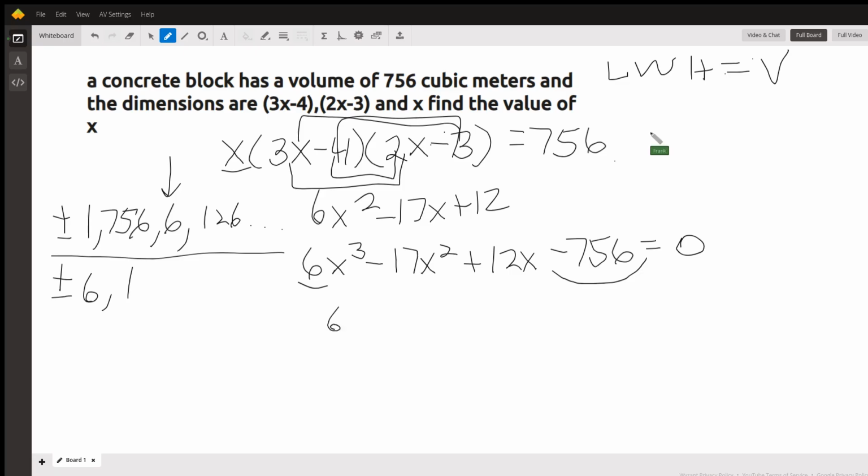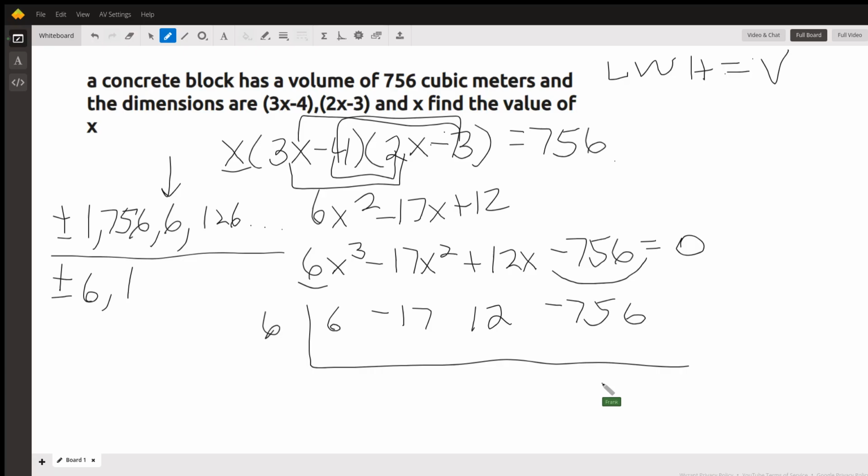So I'll write these, I was going to say exponents, but they're the coefficients. And then I'll put the 6 over here and see what happens. The last number there should be 0. So I put a 6 there. 6 times 6 is 36. 36 minus 17 is 19. 6 times 19, 114. 114 plus 12 is 126. And 6 times 126 is 756.